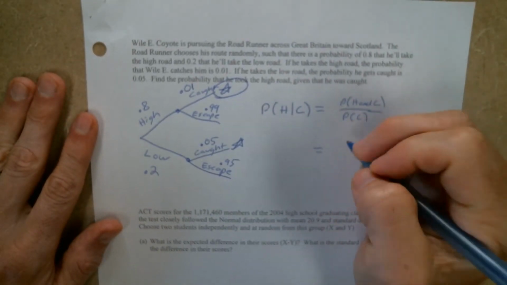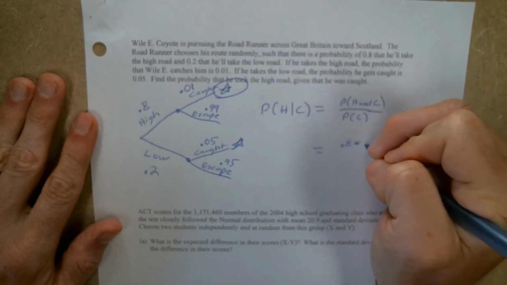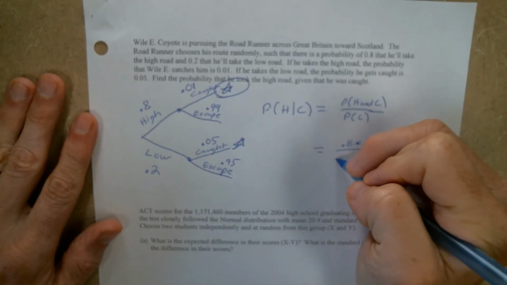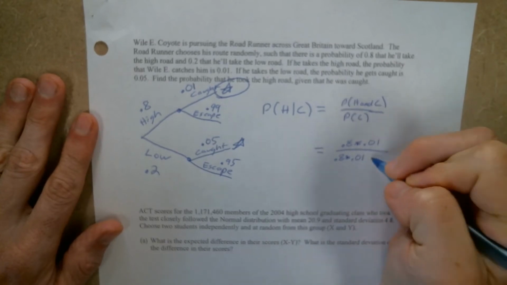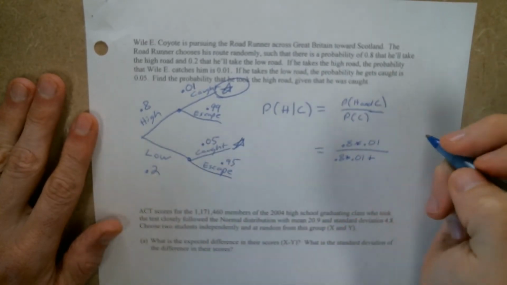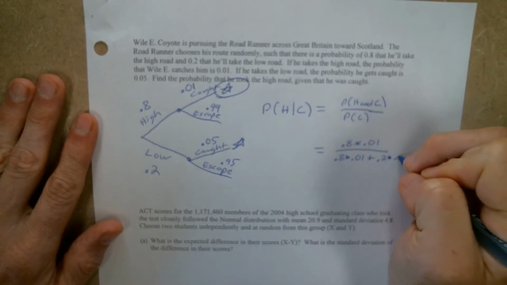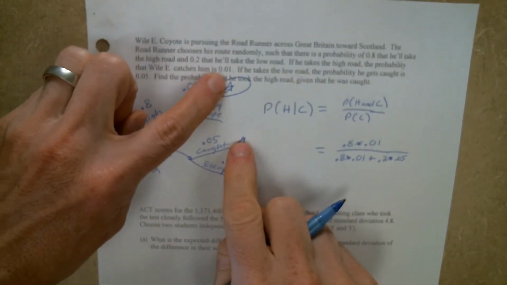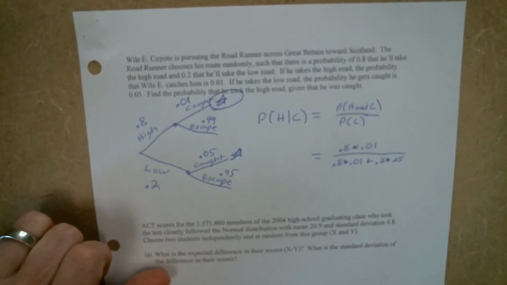So that leaves us with 0.8 times 0.01 over that same thing plus 0.2 times 0.05. All right, so these two branches added together is the bottom, and this branch is the top of our fraction.